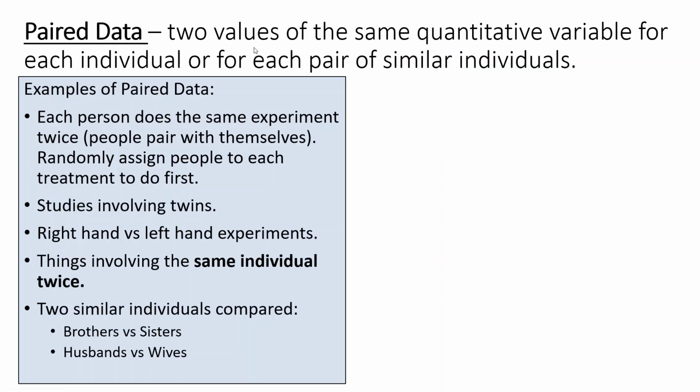So paired data is when we have two values of the same quantitative variable for each individual, or for pairs with similar characteristics, so similar individuals. Remember when we did matched pairs design back when we did experiment design? That's basically what's happening in here. So matched pairs. All right, so either each person does the same experiment twice.